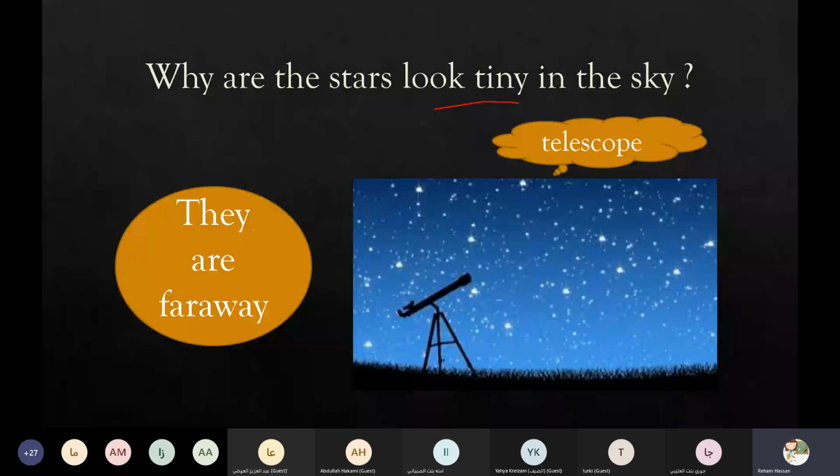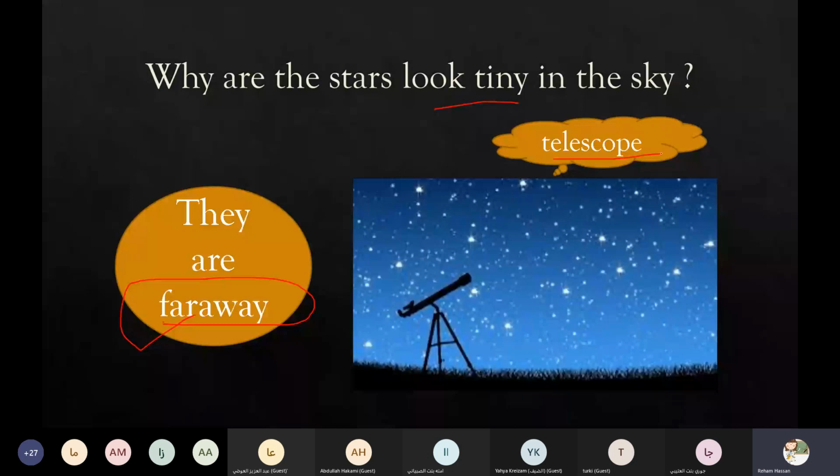Why do the stars look tiny or very, very small in the sky? Because they are far away. Really, they are not very small, but they are far away, so we cannot see them well. And we can observe them with a telescope. Scientists can observe them with a telescope.